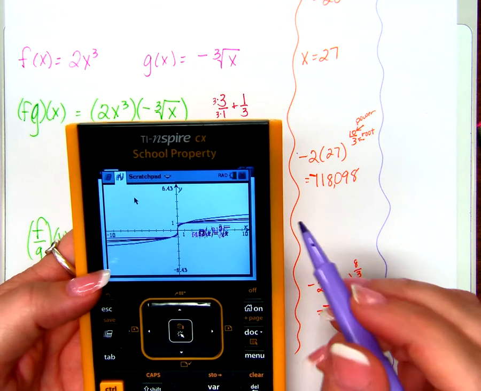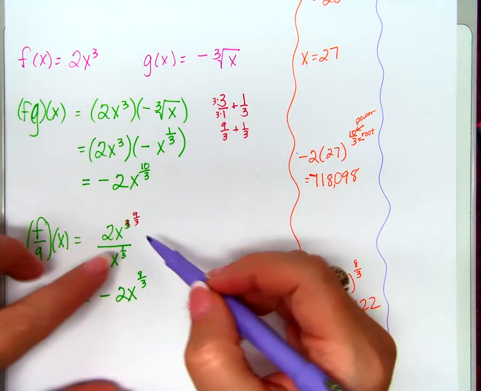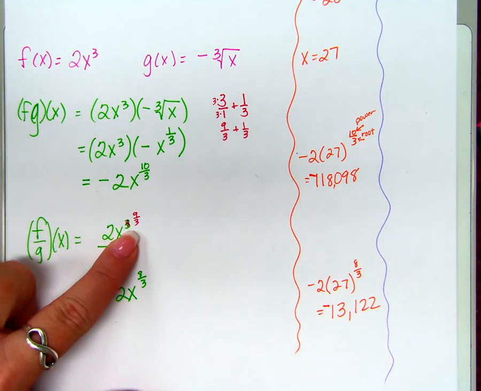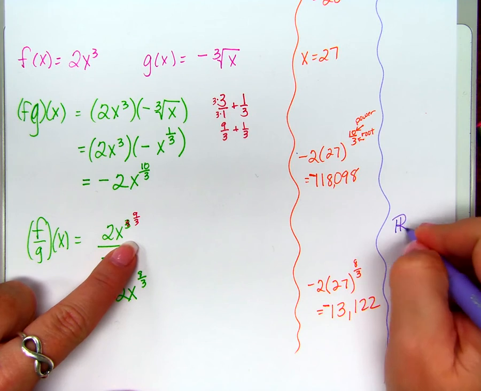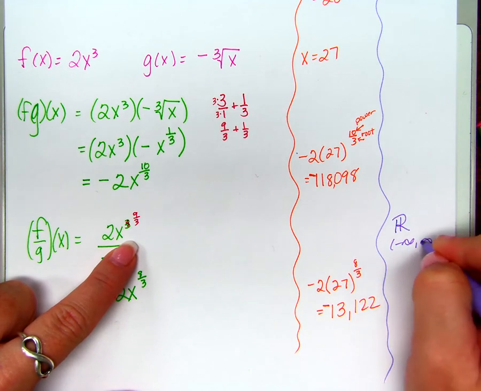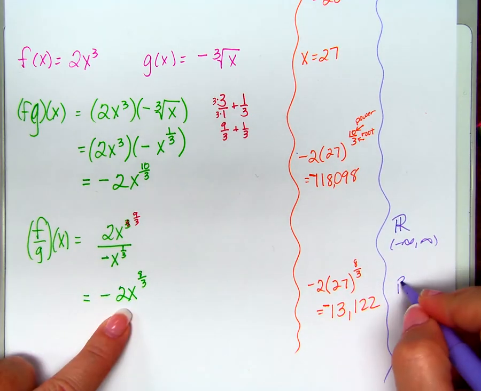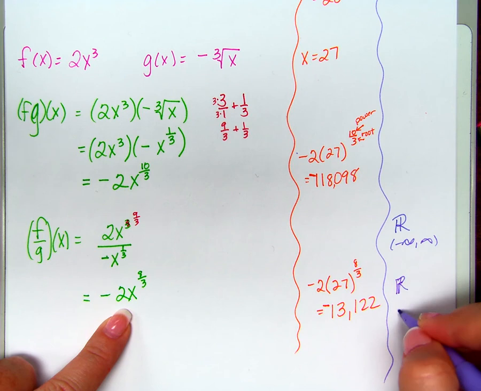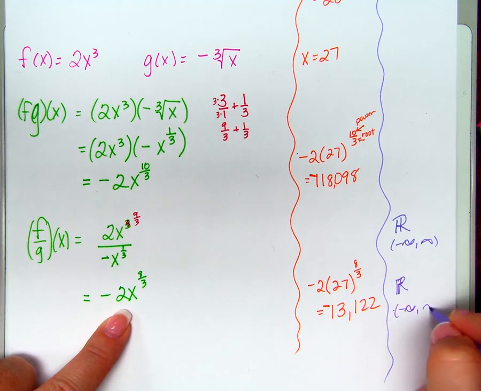All real numbers. So tell me about the domains of odd roots. Negative infinity to infinity.